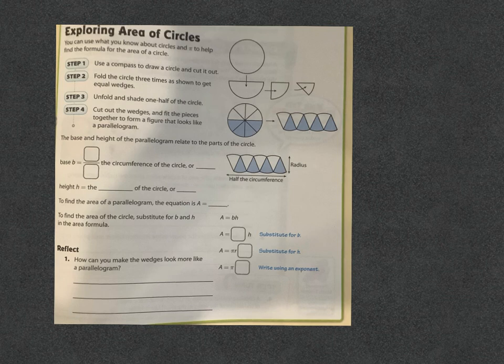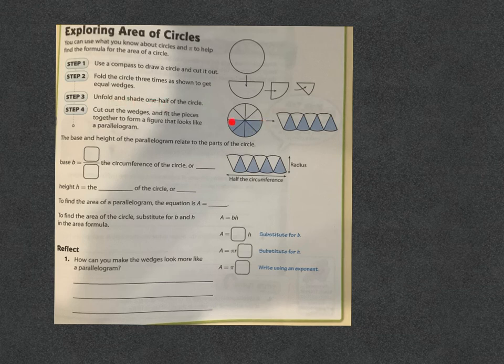All right, so they have us exploring the area of a circle, and they have us use a compass, the one that has a pencil on one side and the pointy part on the other, and you can draw a perfect circle. To draw a perfect circle and cut it out. And feel free to do this. You can pause and do this, or use the instructions in your textbook. They say fold the circle 3 times, 1, 2, 3. When you open it back up again, you're going to have 8 wedges. And they say to shade in half of it.